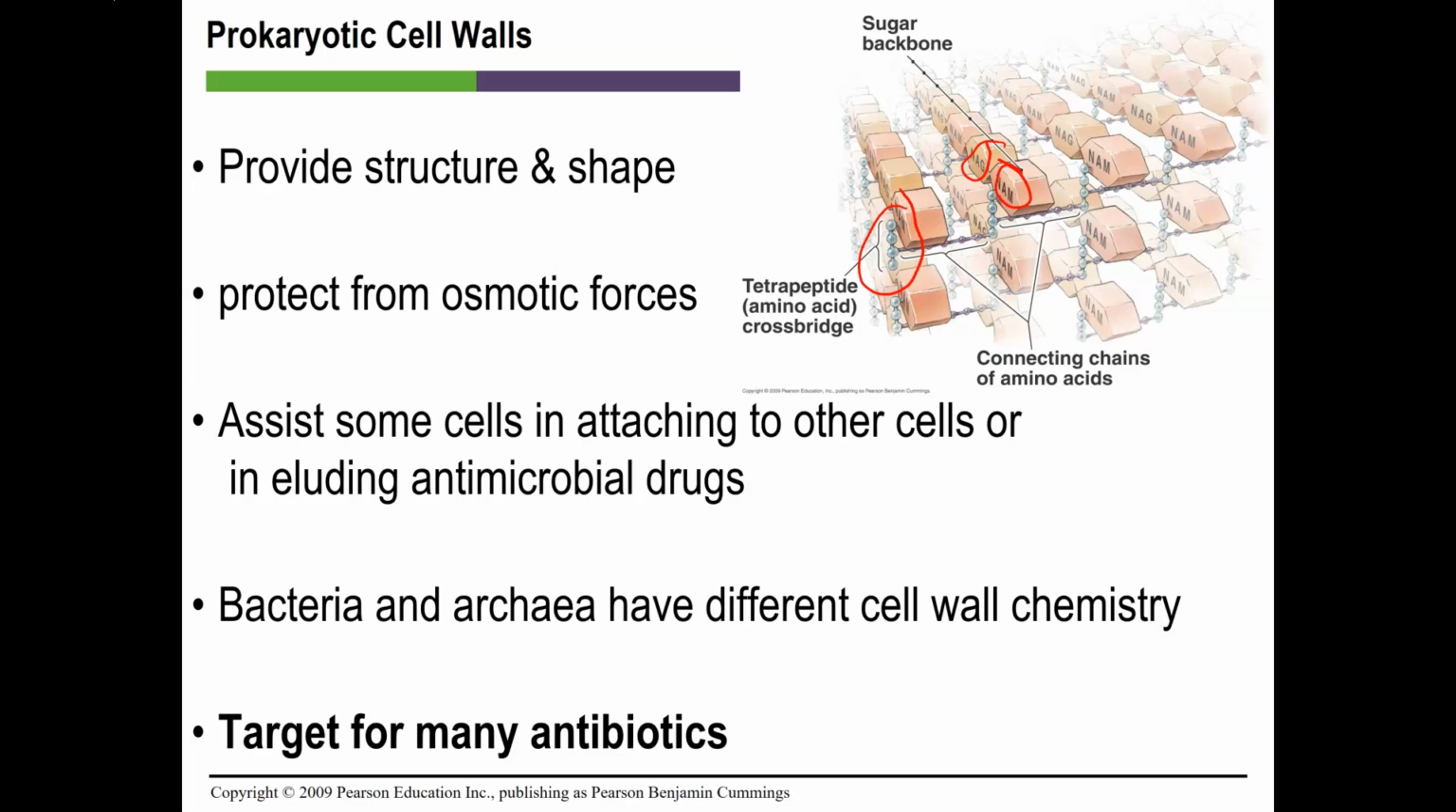The cell wall, or the components that are linked to and embedded within the cell wall, can be very important for helping the cells attach to each other. It also helps them elude the effects of some antimicrobial drugs. Also, it may be important to note right now that since peptidoglycan is a molecule that differs from molecules in our own cells, it is an important target for many of the antimicrobials, the antibiotics that we use to treat infection. Remember too that bacteria and archaea have different types of components in their cell wall. Peptidoglycan is a bacterial structure.